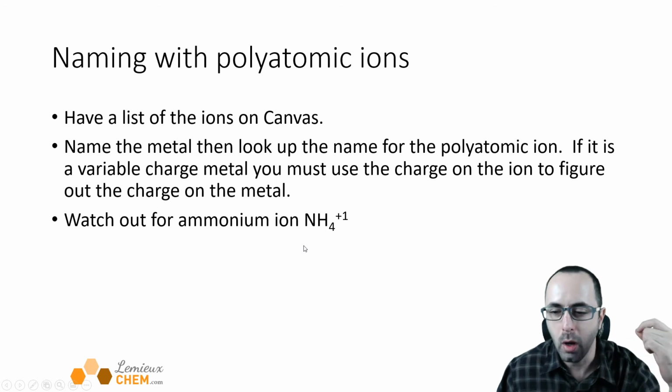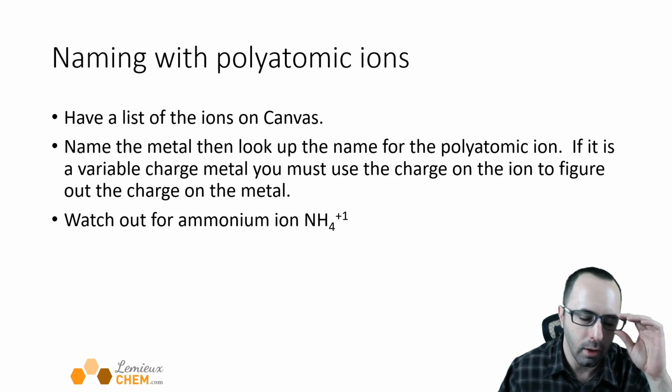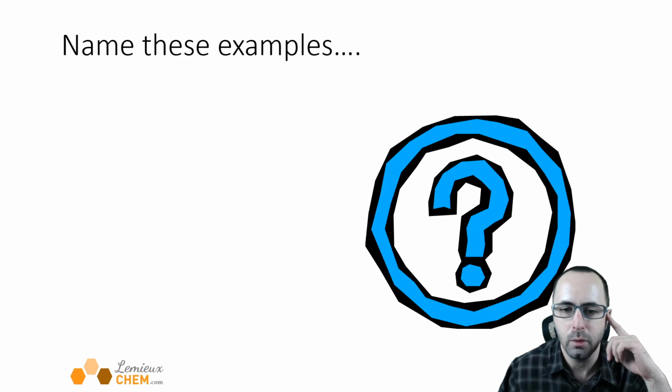Watch out, there is one positive polyatomic ion that's common here. It's the ammonium ion. So you'll want to make sure you watch out for that one. So let's name a few examples. I won't do all of these. I'll leave some of them for you to practice if you take a look at this video. So I'll do the first couple, and then I'll skip them. The answers are shown later in the video.